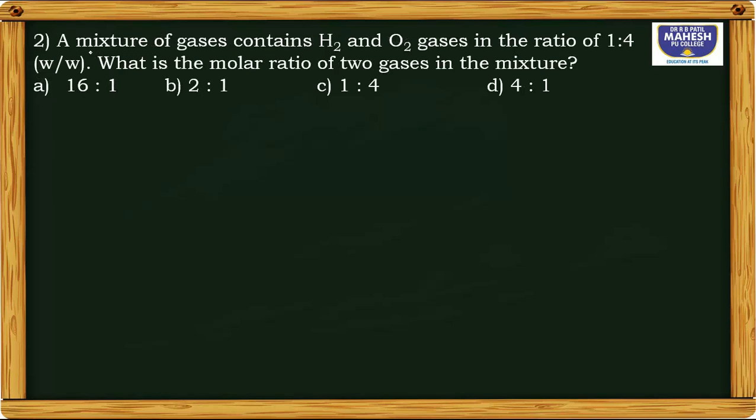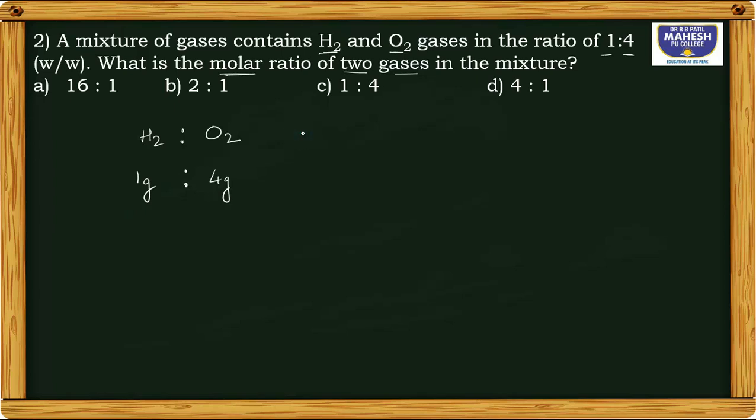Second question: a mixture of gases contains hydrogen and oxygen gases in the ratio of 1:4 with respect to weight. What is the molar ratio, meaning the ratio in terms of moles of these two gases? So we have to find the molar ratio of hydrogen to oxygen. Let us write that we have hydrogen and oxygen, and with respect to mass they are present like this: 1 gram of hydrogen and 4 grams of oxygen. They want the molar ratio, so convert this mass to moles.